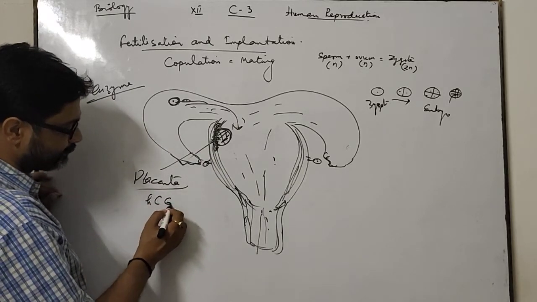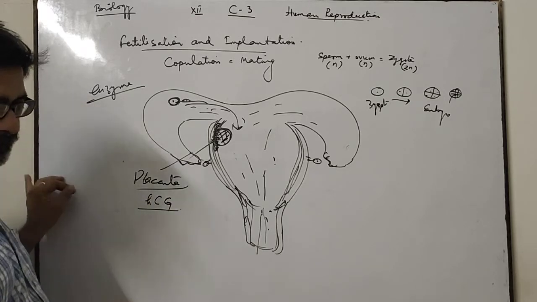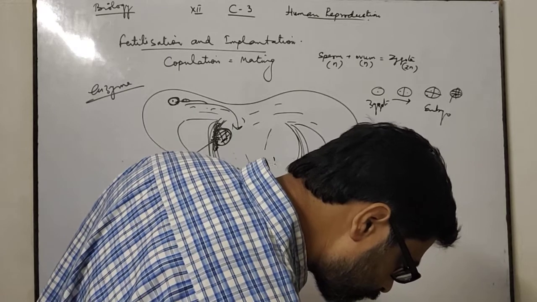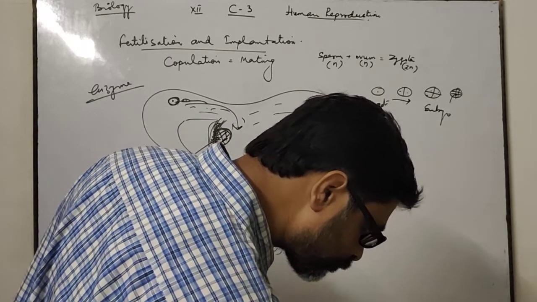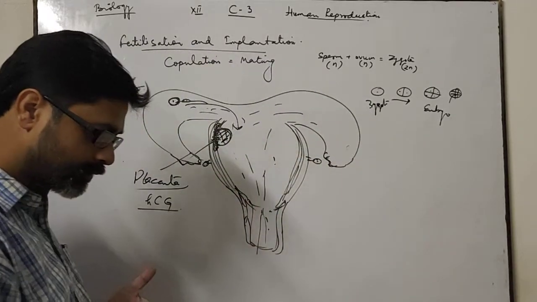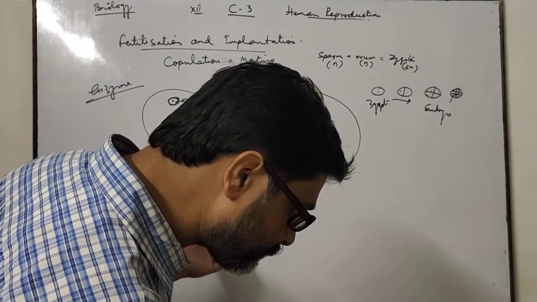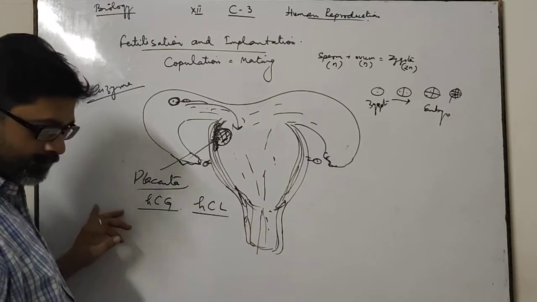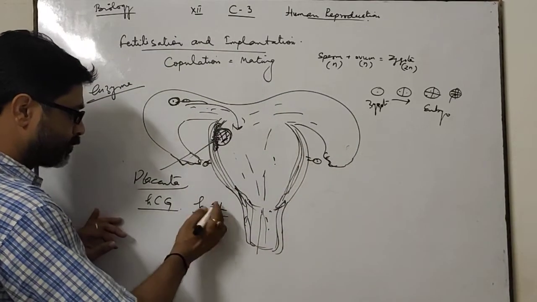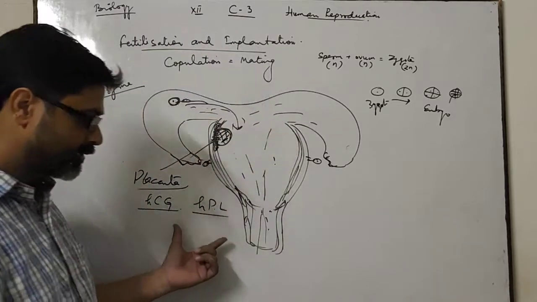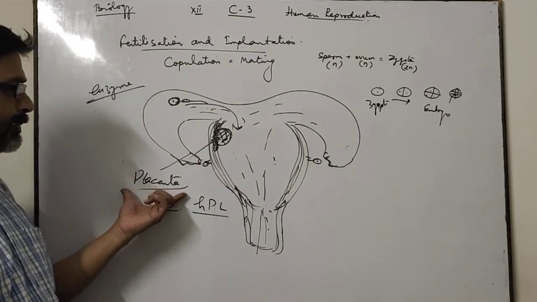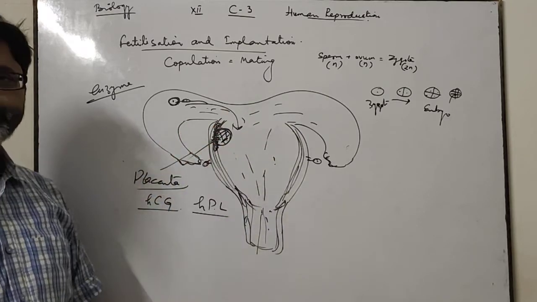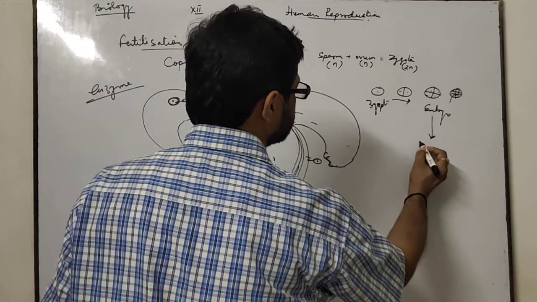Placenta secretes HCG, human chorionic gonadotropin. HPL, sorry, human placental lactogen, estrogens and progesterone, various hormones are released from the placenta. Means you can say the placenta also acts as an endocrine gland, which helps in development of this embryo and to form a fetus. This embryo after division and redivision forms a fetus.